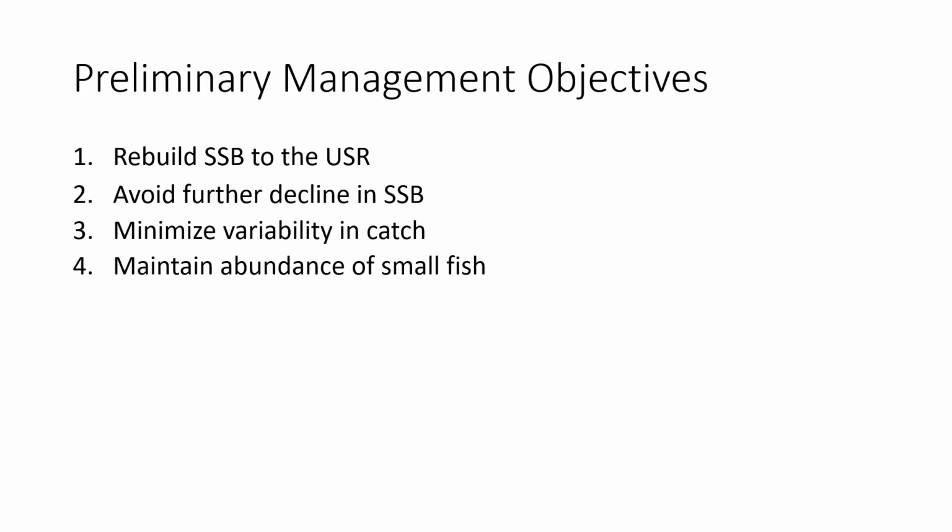We've taken the feedback received from the group and defined a preliminary list of 4 MSE objectives. First, to rebuild the spawning stock biomass to the upper stock reference point. Second, to avoid a further decline in the spawning stock biomass. Third, to minimize the variability in catch. Fourth, to maintain the abundance of small fish.